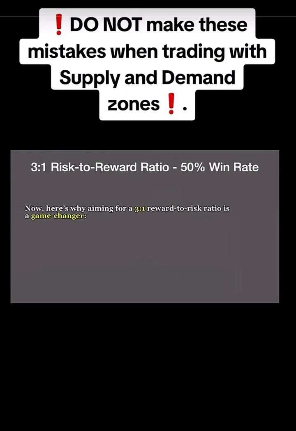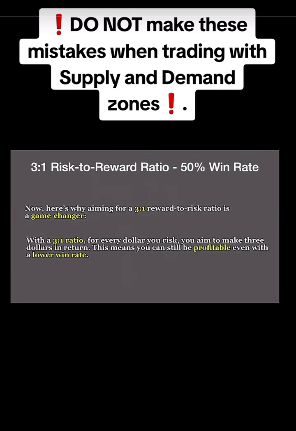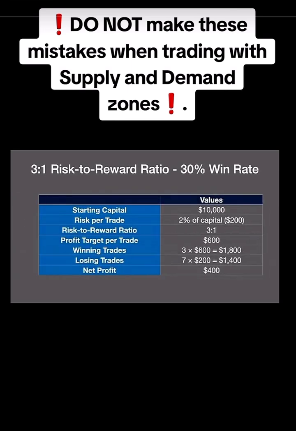Now, here's why using a 3-to-1 reward-to-risk ratio can be a game changer. With this ratio, for every dollar you risk, you aim to earn $3 in return. This means you can stay profitable even with a lower win rate. Let's break it down with a simple example. Let's say you risk $200 per trade, which is 2% of a $10,000 account. Your profit target for each trade is $600, maintaining a 3-to-1 reward-to-risk ratio.